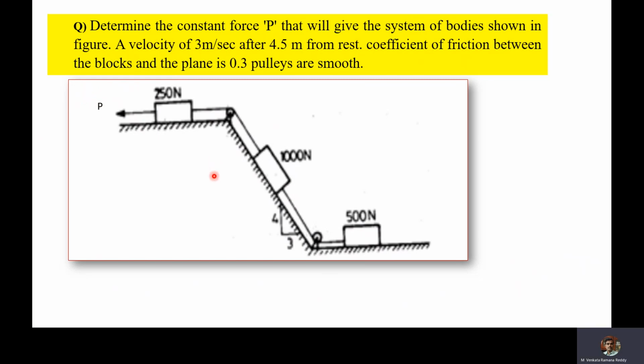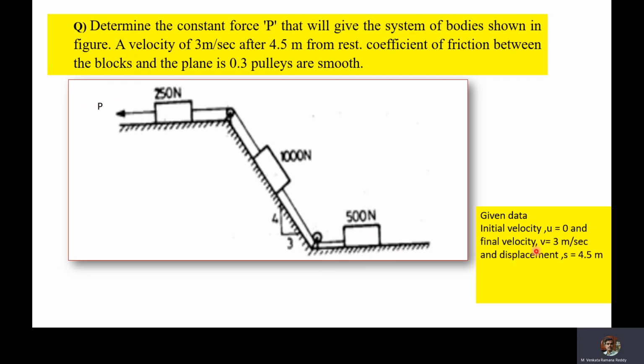Now we'll write the data. Initial velocity is 0 because the bodies are going to move from rest. Then final velocity is 3 meters per second. Displacement s is equal to 4.5 meters. Coefficient of friction mu is equal to 0.3.